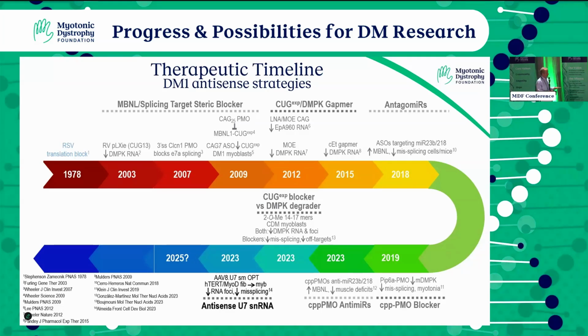Finally, in 2023, which was an active year, you had a U7, which had been designed to have different SM binding sites and optimized so that its 5' end would now bind directly to mutant RNA. And that also reduced foci and missplicing. So that's an antisense U7 siRNA technology.